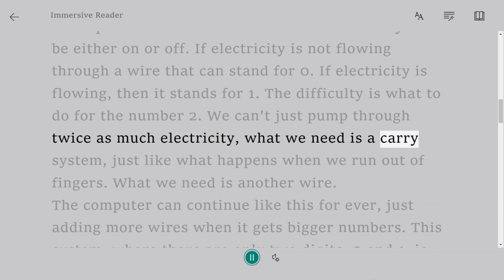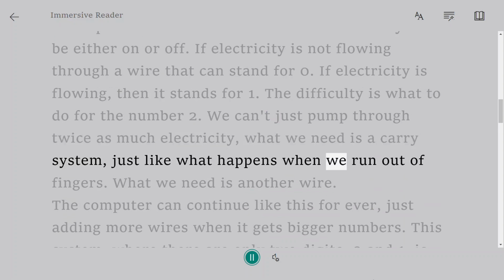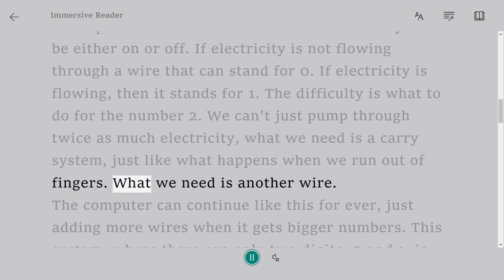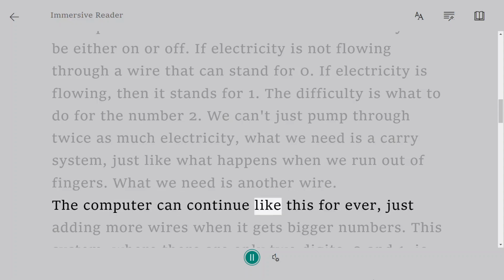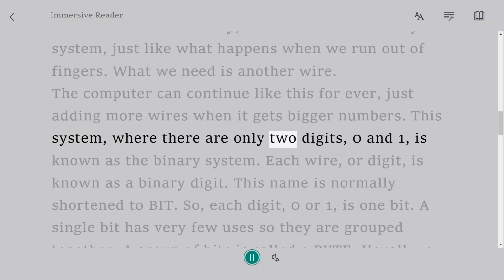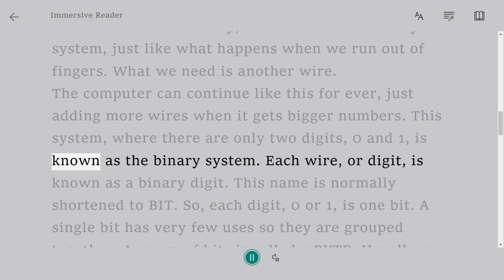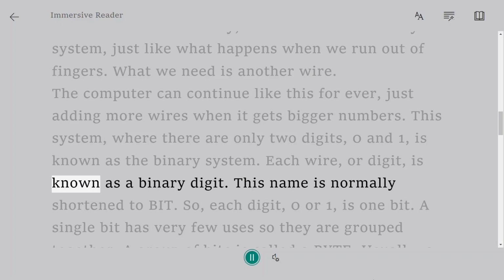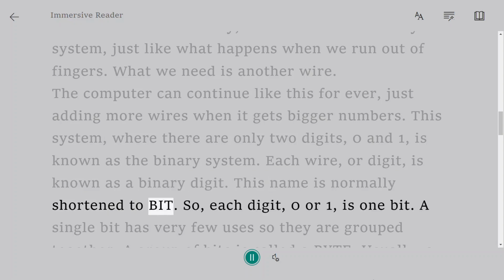What we need is a carry system, just like what happens when we run out of fingers. What we need is another wire. The computer can continue like this forever, just adding more wires when it gets bigger numbers. This system, where there are only 2 digits, 0 and 1, is known as the binary system. Each wire, or digit, is known as a binary digit. This name is normally shortened to bit. So, each digit, 0 or 1, is 1 bit.